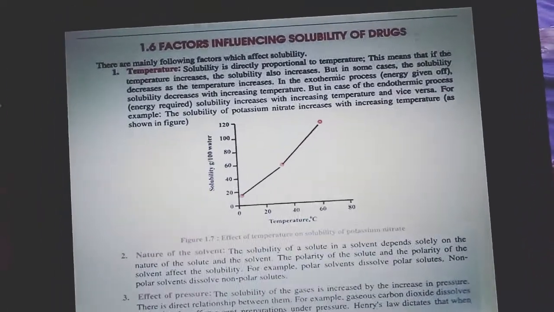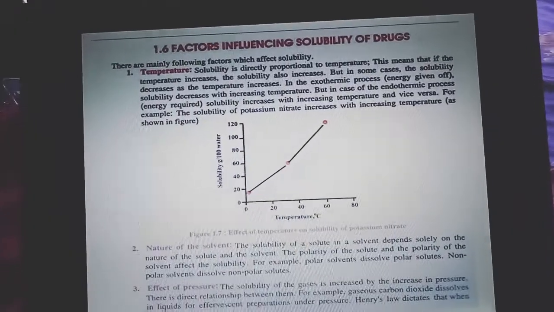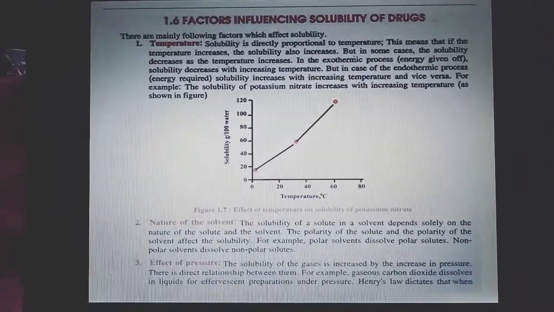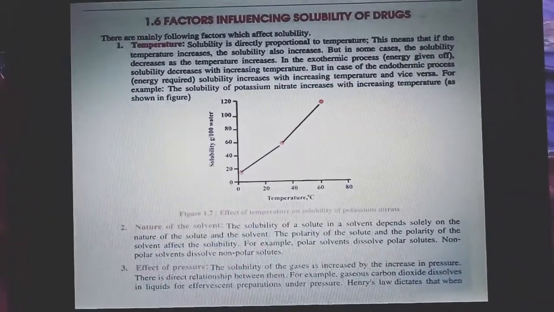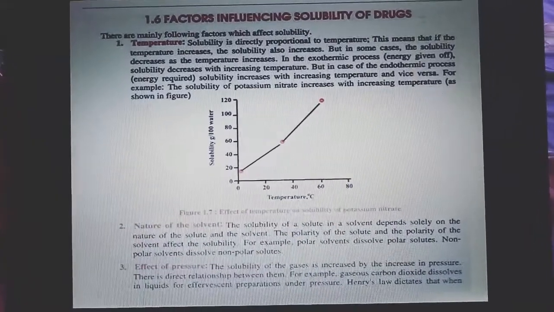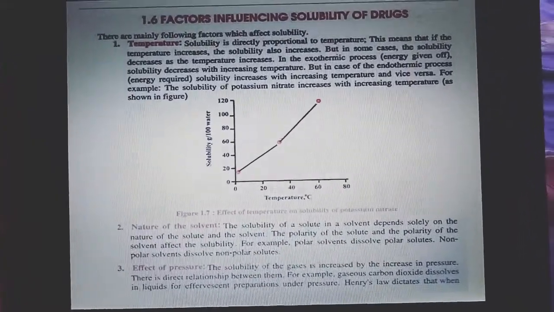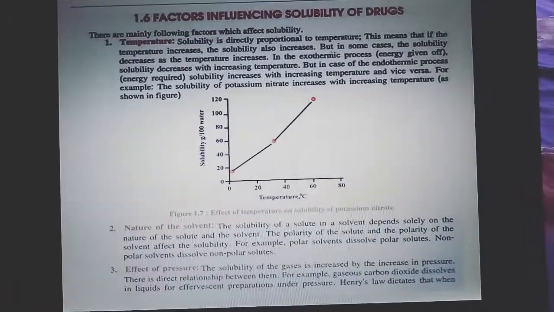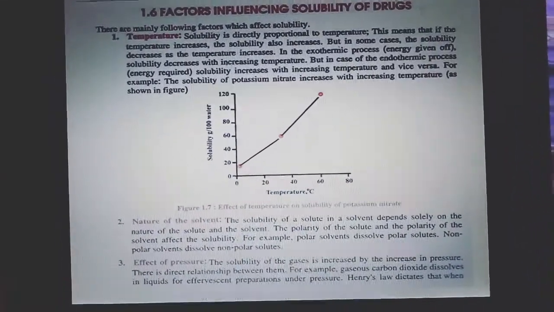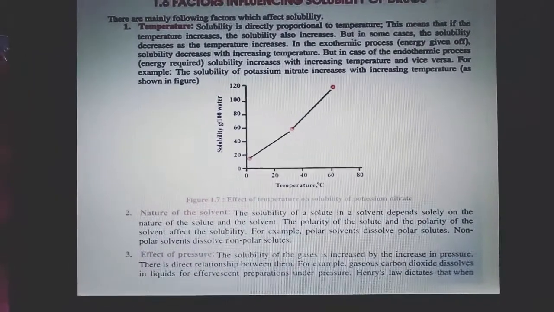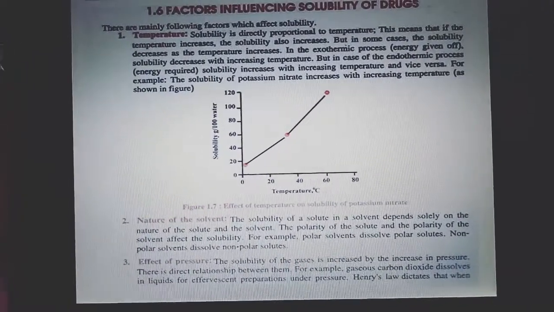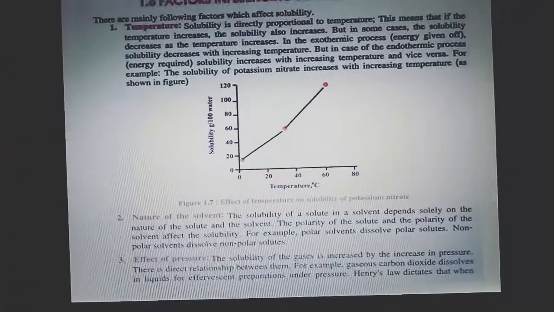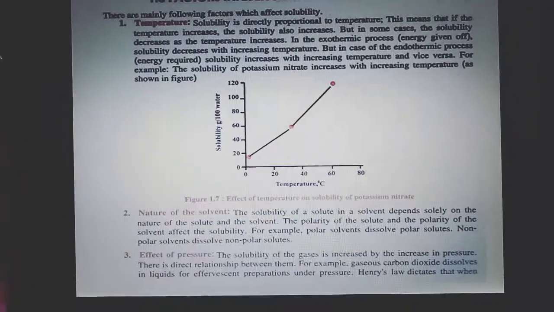Number one is temperature. The solubility is directly proportional to the temperature. This means that if the temperature is increased, the solubility also increases. But sometimes the solubility decreases as the temperature increases. For example, in the exothermic process, the solubility decreases with increasing temperature. But in case of endothermic process, the solubility increases with increasing temperature.